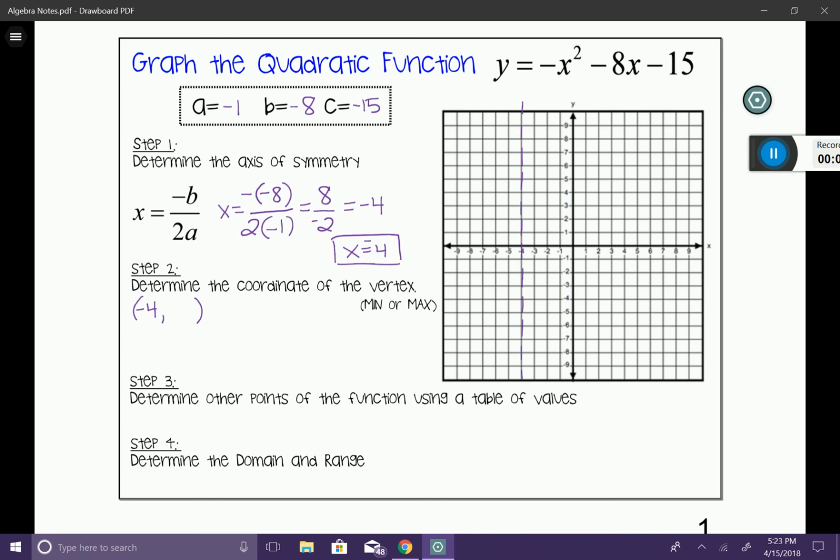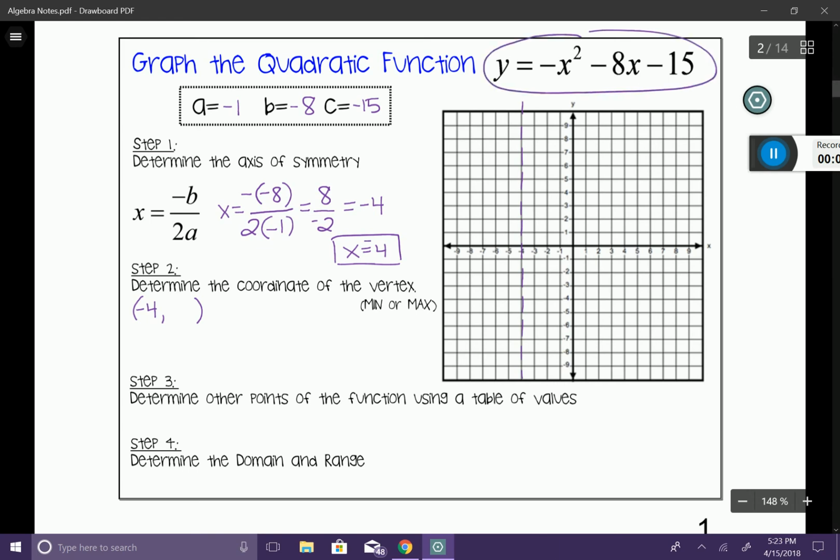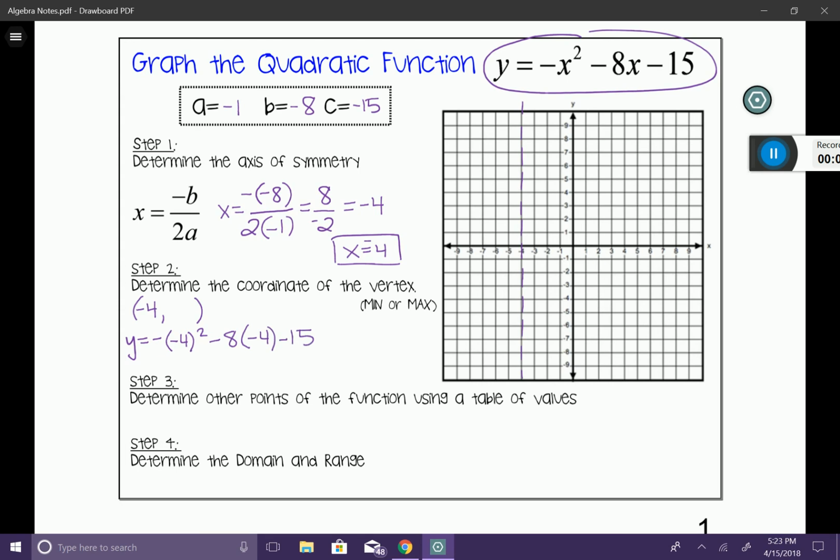So the first way, what we're going to do is take that x value, and we're going to simply substitute it into the original equation that we were given. So I'm going to say that y is equal to -4 squared minus 8 times -4 minus 15. And you can see that I put our x value in parentheses, and that's really important. So be really careful. And then you can just go ahead and simplify.